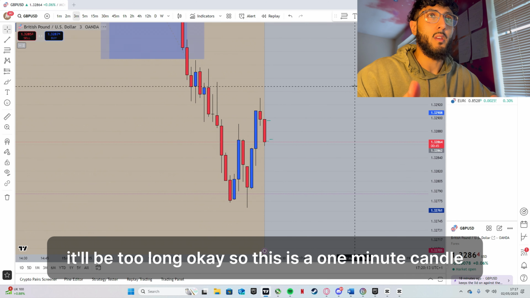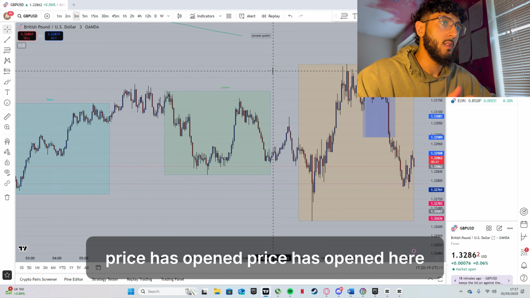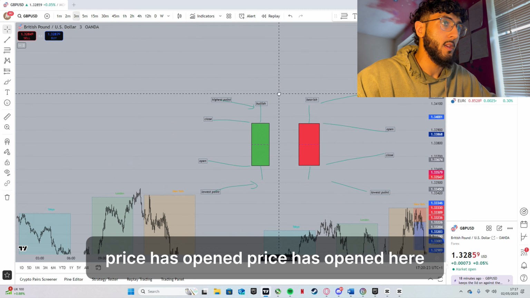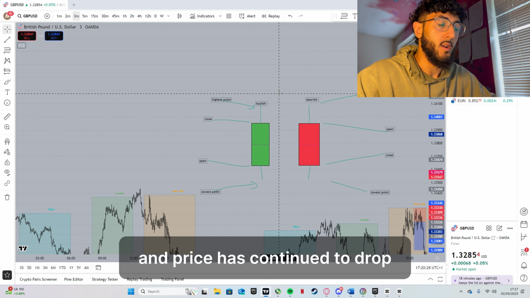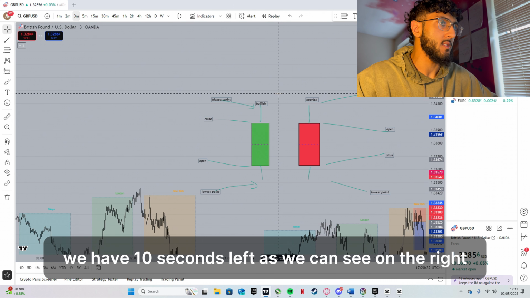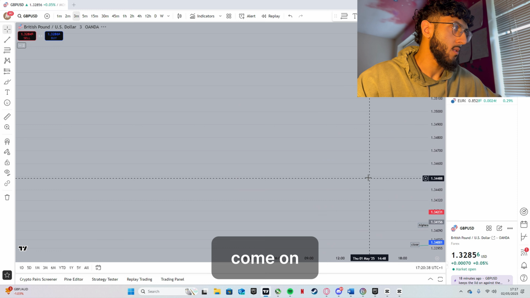Actually, no, let's look in the 1 minute. It'll be too long. Okay, so this is a 1 minute candle. Price has opened here. That's the highest point price made. This is currently the lowest point price made, and price continues to drop. We have 10 seconds left, as we can see on the right. Let's see what happens. Come on.